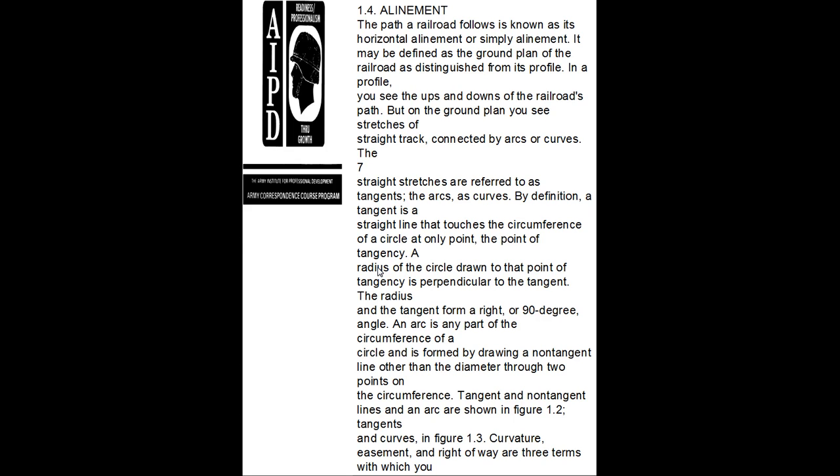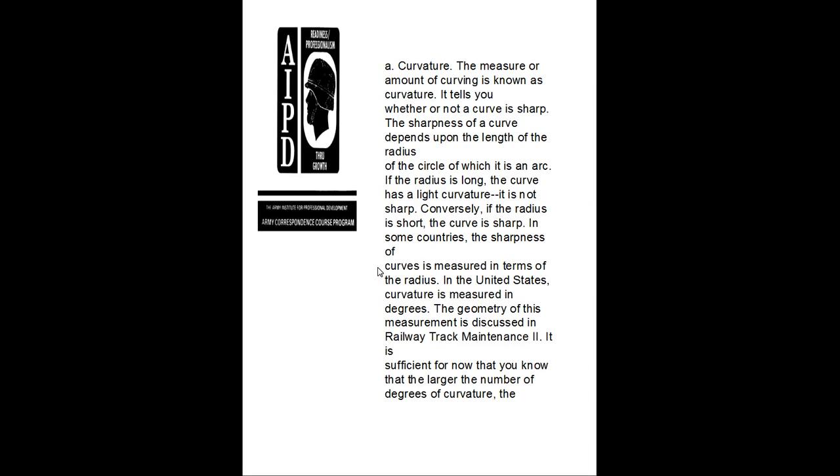Curvature, easements, and right of way are the three terms with which you should be familiar. Curvature. The measured amount of curving is known as the curvature. It tells whether or not the curve is sharp. The sharpness of the curve depends upon the length of the radius of the circle of which the arc is a part. If the radius is long, the curve has light curvature. It is not sharp. Conversely, with a short radius, the curve is sharp. In some countries, the sharpness of a curve is measured in terms of radius. In the United States, curvature is measured in degrees.